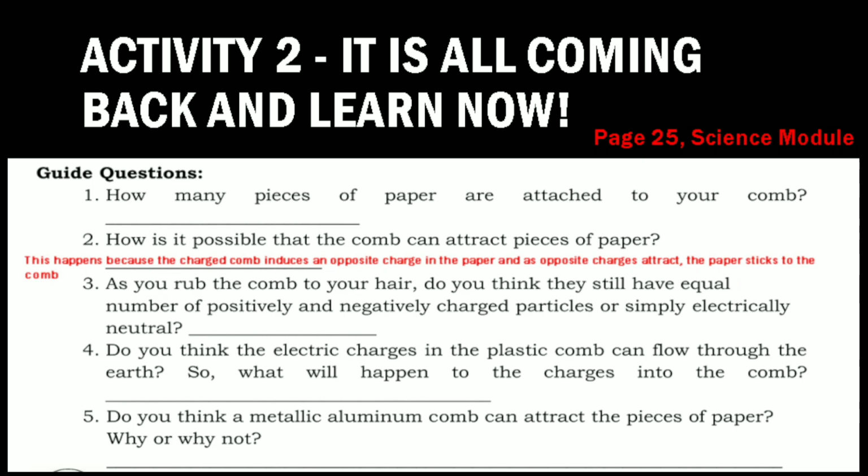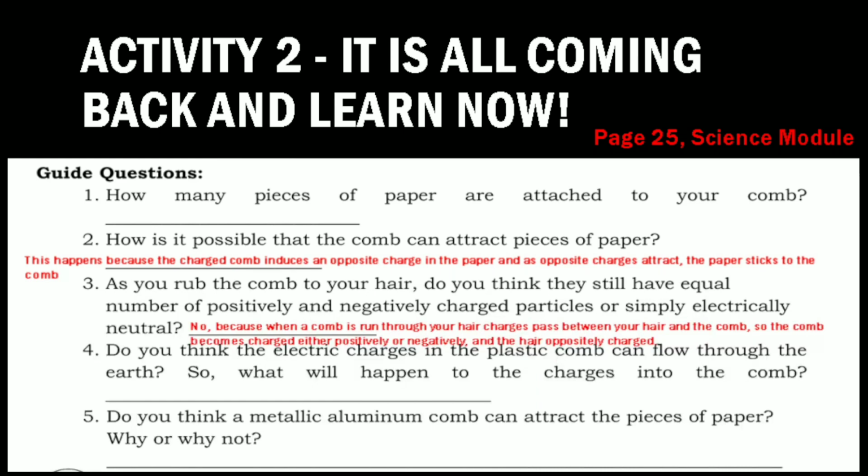Then number 3, as you rub the comb to your hair, do you think they still have an equal number of positively and negatively charged particles, or are they simply electrically neutral? Write your answer. Yes or no only. Okay, let's see the answer. The answer here is no. Why? Because when a comb is run through your hair, charges pass between your hair and the comb. I mentioned that earlier. So, the comb becomes charged either positively or negatively, and the hair oppositely charged.